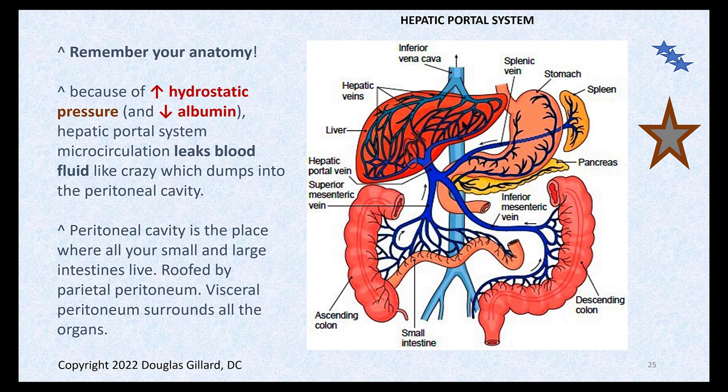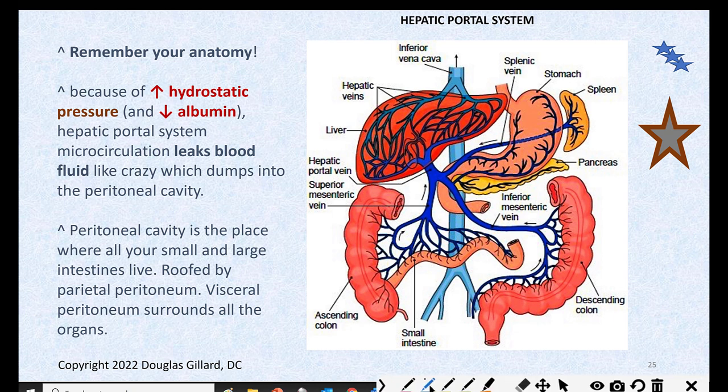So if you get a beaver dam, and we've done this already, so I guess I don't have to do it again, but I'll do it. We'll make the blood green. So if you get scarring and disease of the liver, it's hard to drain blood through the liver and into the inferior vena cava. So you get a backup, and the backup can go down the splenic vein into the spleen, and you get splenomegaly.